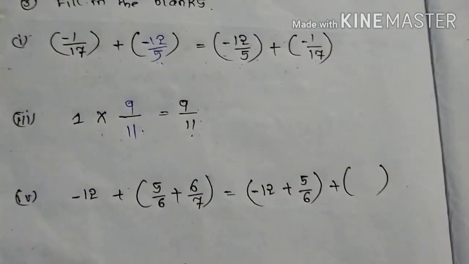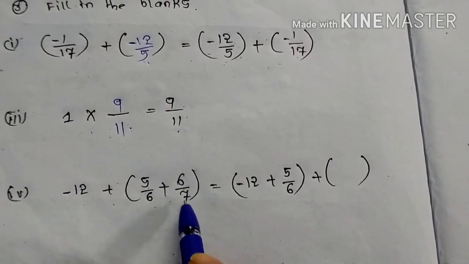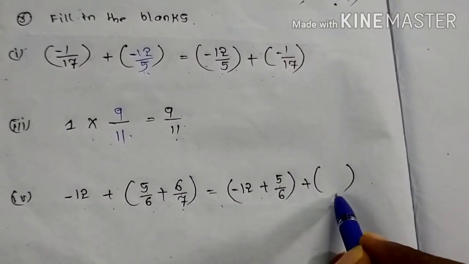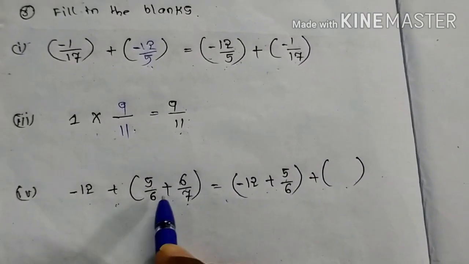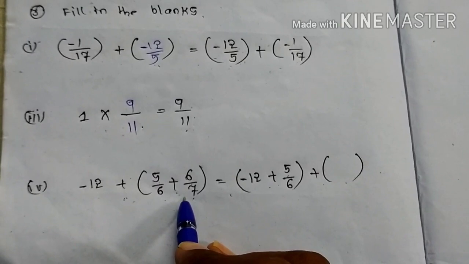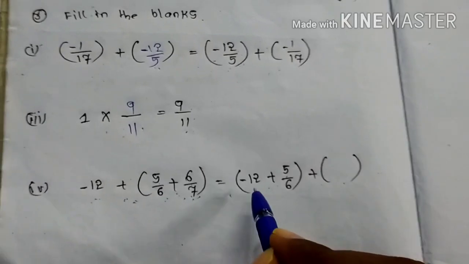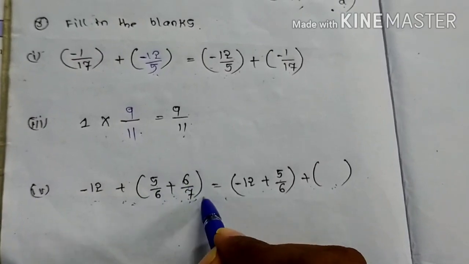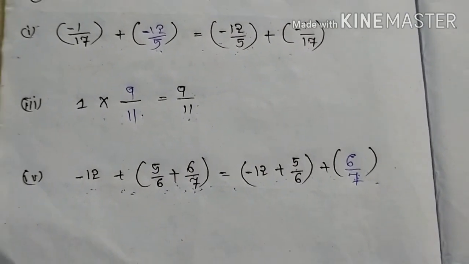Next one, see here. Minus 12 plus 5 by 6 plus 6 by 7 is equal to minus 12 plus 5 by 6 of plus dash. Once you observe, is it addition or multiplication? Addition only, and here also addition. That means this is the associative property: A plus of B plus C is equal to A plus B of plus C. What is C here? C means here 6 by 7, so you write 6 by 7. In the similar way, you can try the remaining examples.